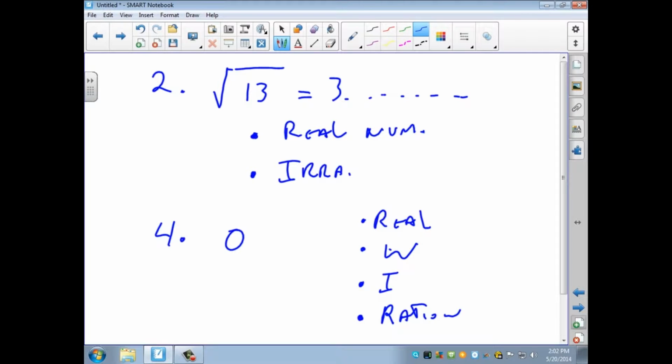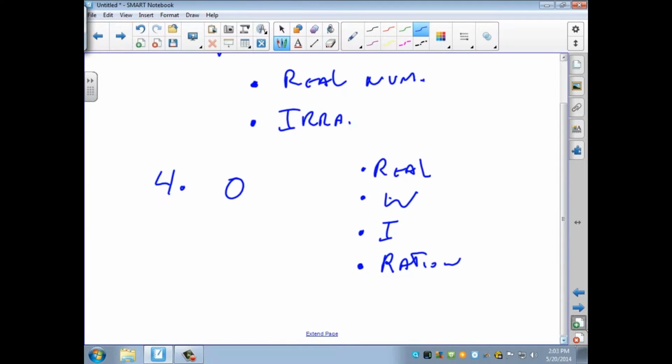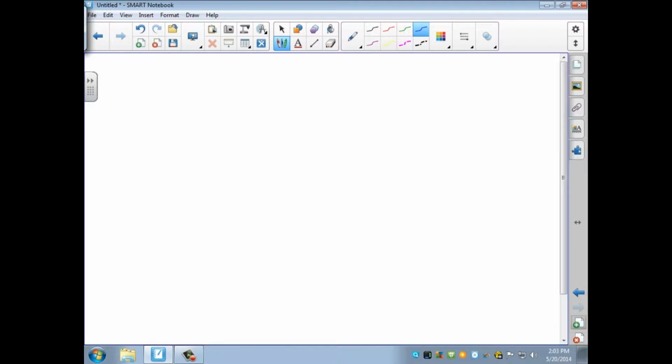Okay, so that's that set of exercises dealing with basically section 1.1.